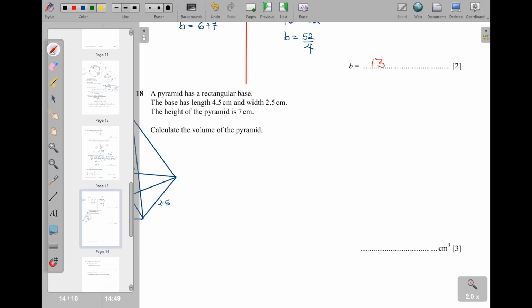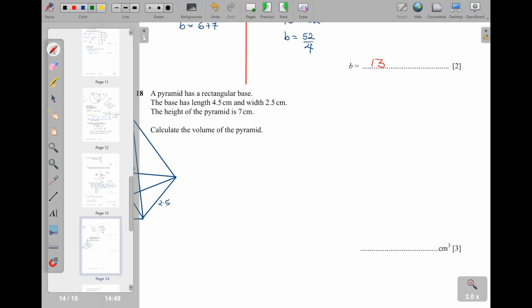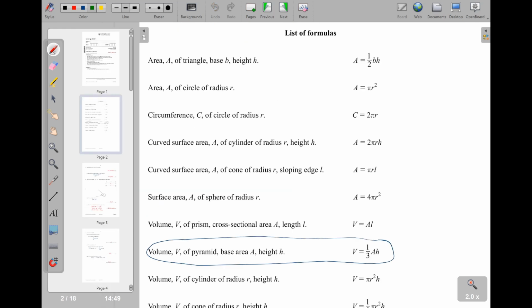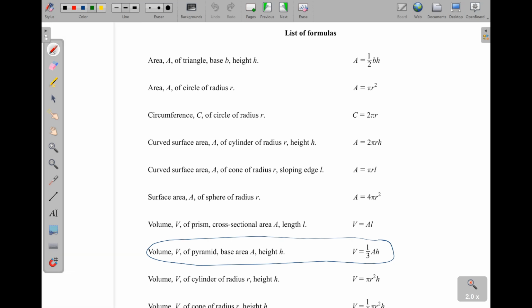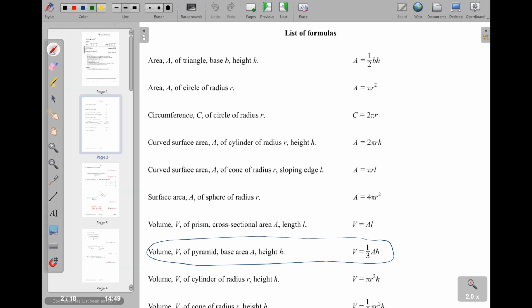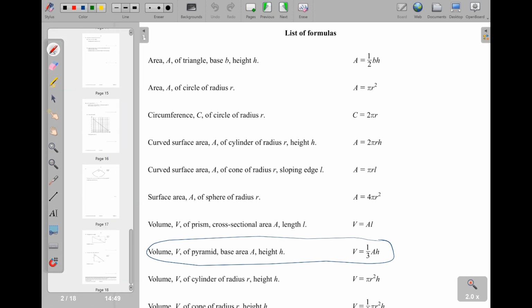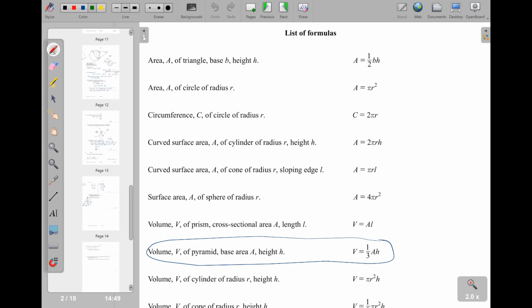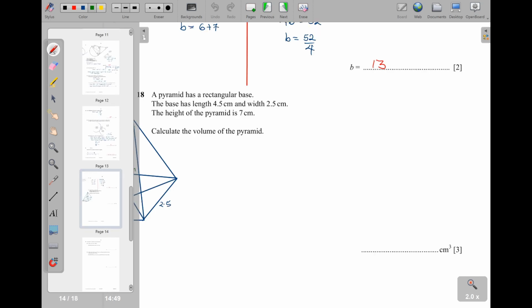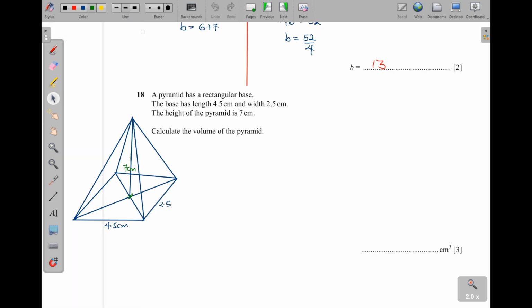Now, volume of the pyramid, you can check in the list of formulae, they give it to you. It is here. Volume is equal to 1/3 the base area times the height. And this is a prism. So we get the cross-sectional area times the length. But this one is 1/3 the cross-sectional area, I mean the base area, then times the height.